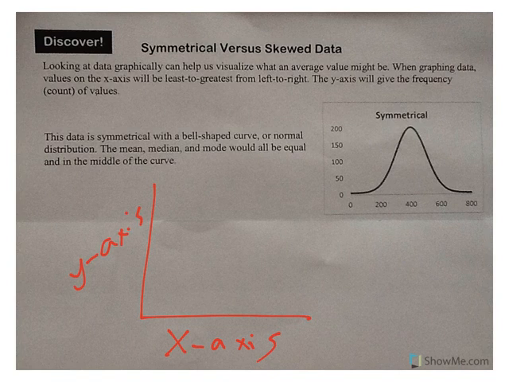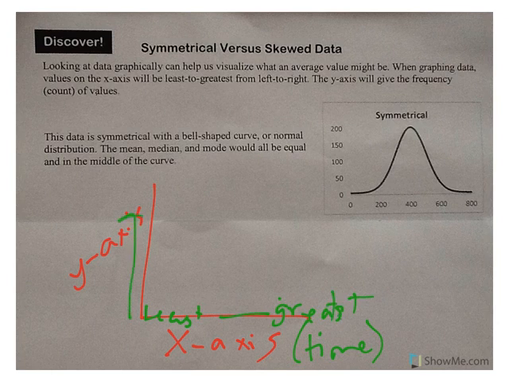Now, in general, not always, but a lot of times, the x-axis is going to talk about time. And it always starts with the least on this side and it gets bigger and goes up to the greatest. Least to greatest. Same thing on the y-axis, you go least to greatest, but this usually gives the frequency or the count. How many times does something happen?